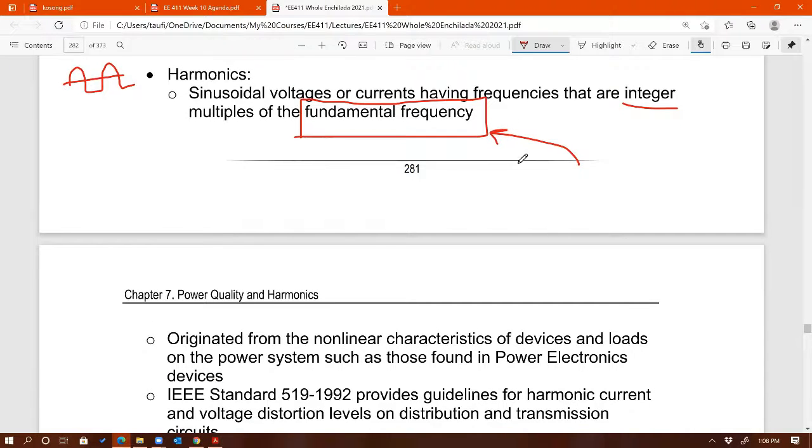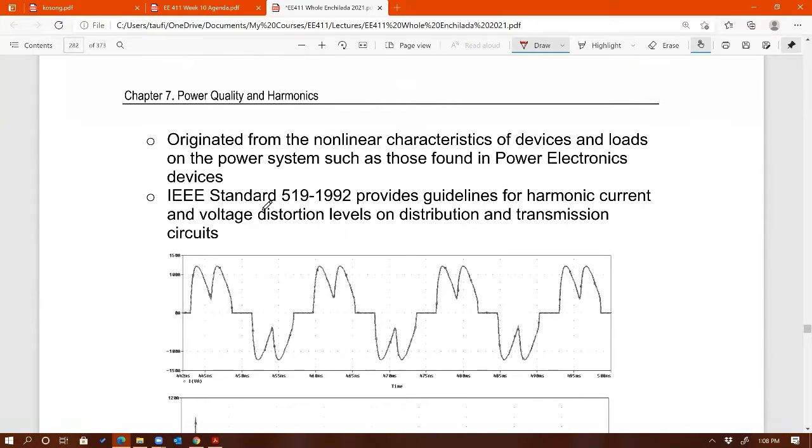In other electrical systems, such as a submarine, for example, spacecraft, maybe aircraft, I should say, not spacecraft, but aircraft, that could be higher, could be 400 hertz. So whatever the operating frequency of the generator, that would constitute the fundamental frequency. So harmonics will be integer multiples of that frequency. Originated from the nonlinear characteristics of devices and loads on the power system, such as those found in power electronics devices. And then there's a standard or guideline, I should say.